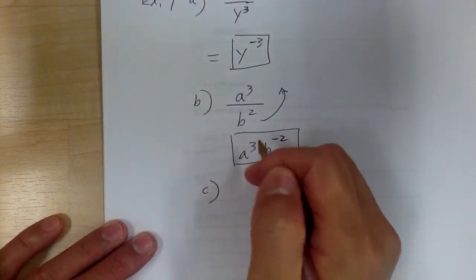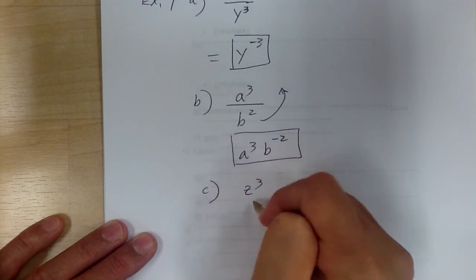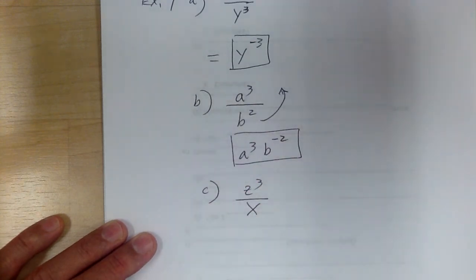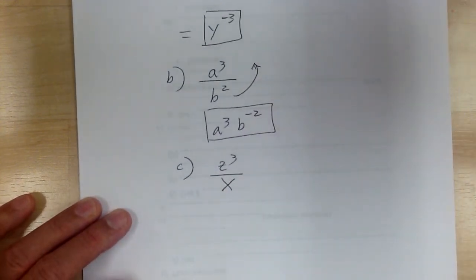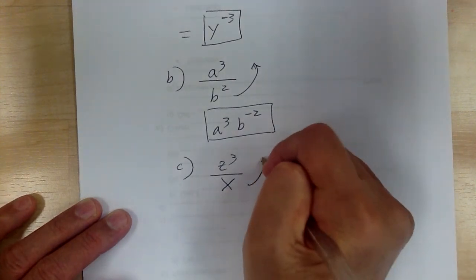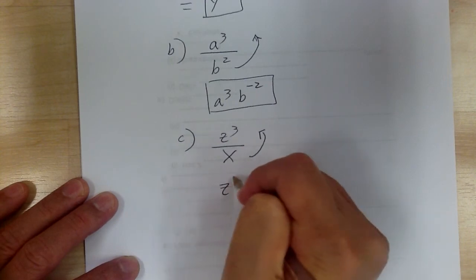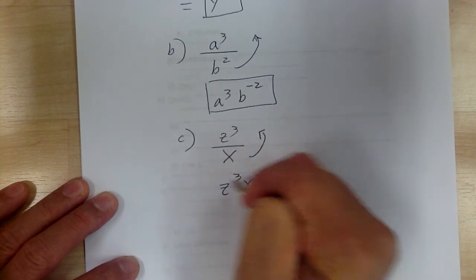Now let's go to c. You got z to the 3 over x. Again, the instruction says no denominator. Get rid of the denominator. That means you want to move this up. So you get z to the 3, x to the negative 1.